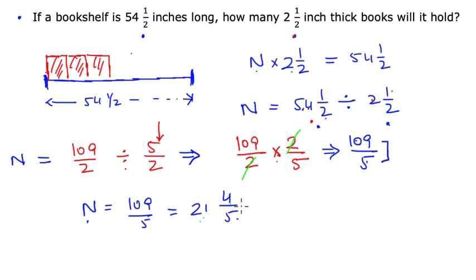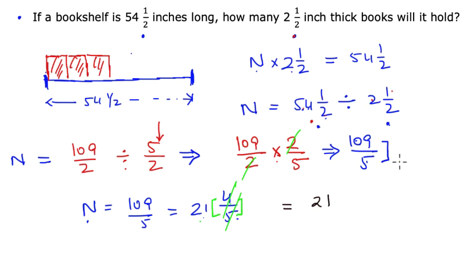You cannot have a book that is available only as a fractional unit. You either have 0 books, 1 book, or 2 books, meaning you always have a whole number when it comes to books. So this 21 4/5 is probably not going to work out for us, so we will eliminate this fractional part. We will say that the max number of books we can hold on this bookshelf is equal to 21.